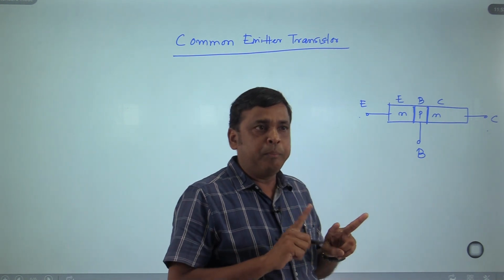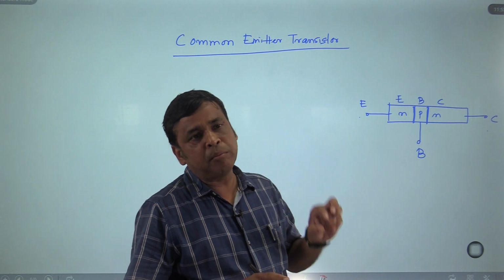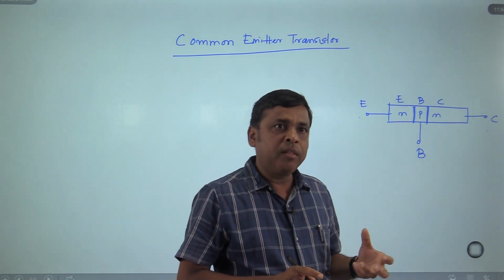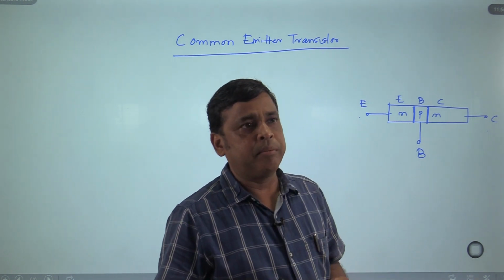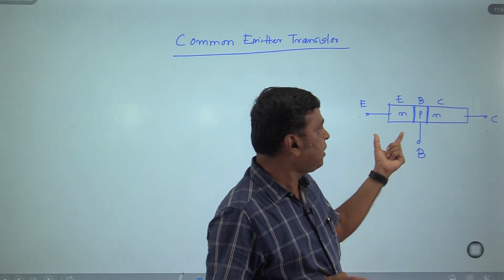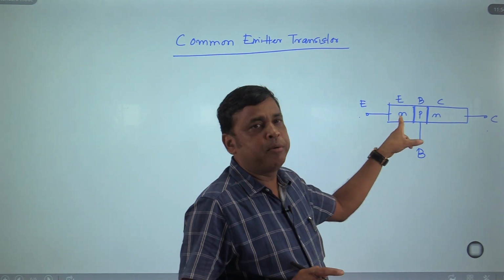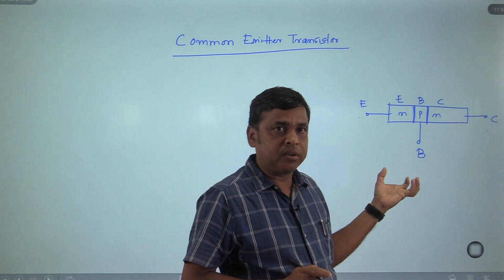One is in pure form, and another is when you add some impurity, it becomes impure. That is called the N type semiconductor and P type semiconductor. So, in semiconductors there is the N type semiconductor. How will we get the N type semiconductor?